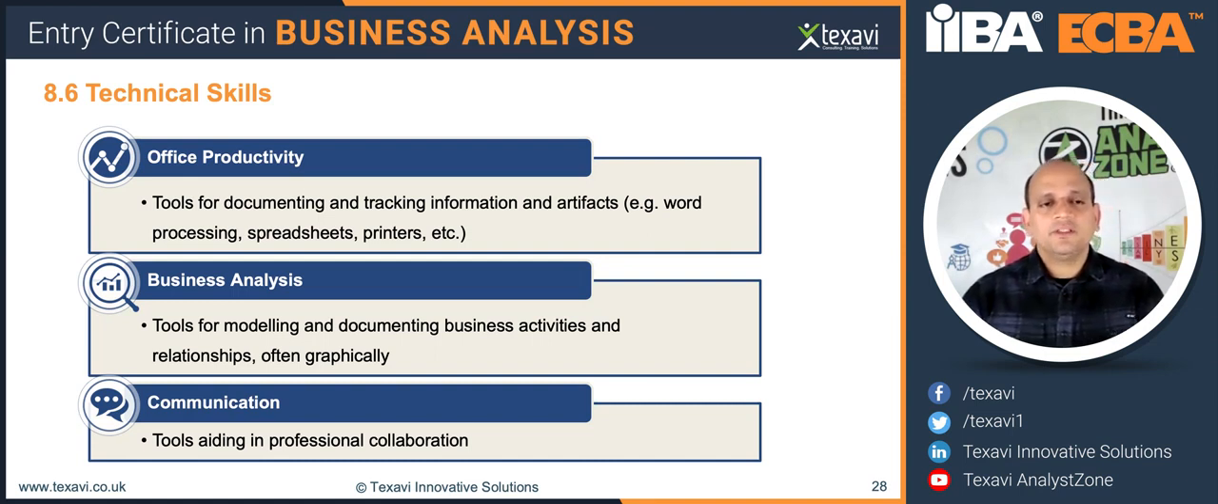So office productivity: tools for documenting and tracking information and artifacts. As we discussed, word processing, spreadsheets, being able to configure printers and send documents. I would not worry too much about printers and fax machines, because we are trying to live in an environment where we decrease the footprint with respect to environmental hazards, and reduce the amount of print that we do.